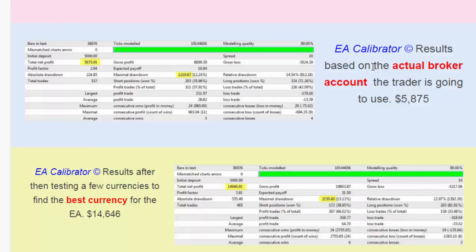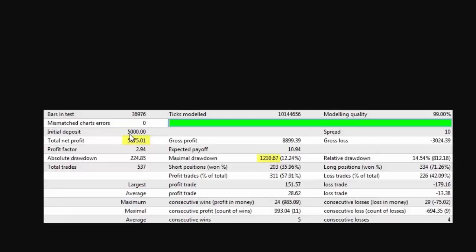And in this case, the Calibrator resulted in a $5,870 profit. Not the same as the advertised profit, but at least now there's a big change from making a huge loss to a bit of a profit. So let's have a look at that. Yes, that's nice. It's doubled the account in 6 months, so it's not too bad.